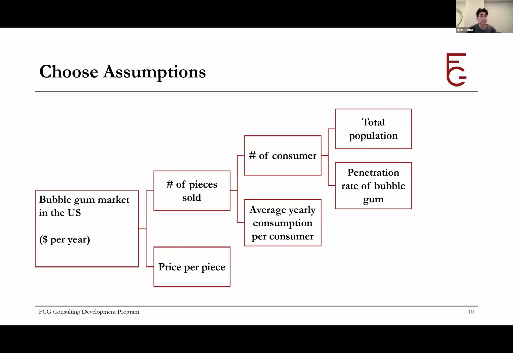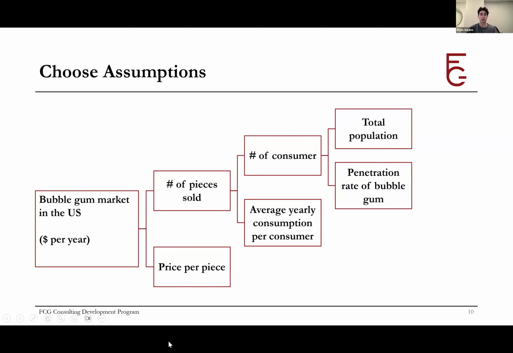Now I've got to choose my assumptions. If you look at this, total population times penetration rate leads into the number of consumers. So when I'm choosing an assumption, I know that I only need an assumption for these two. That is going to be some type of calculation that leads here. Then I'm also going to need an assumption here, because this number times this number is going to equal something here. And then one other assumption for price per piece.